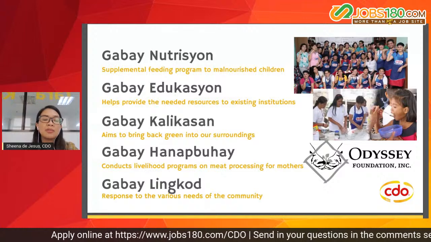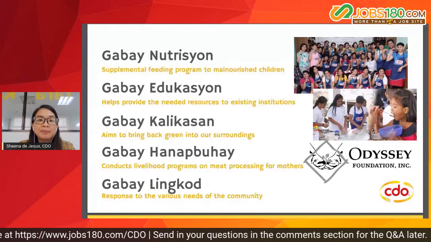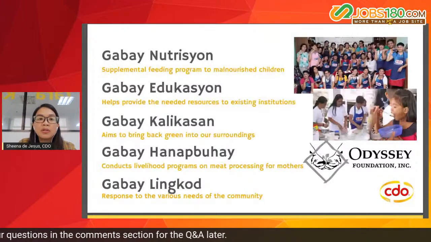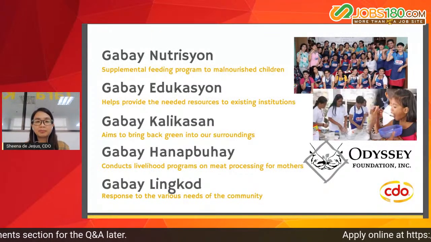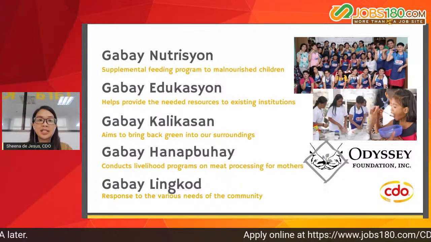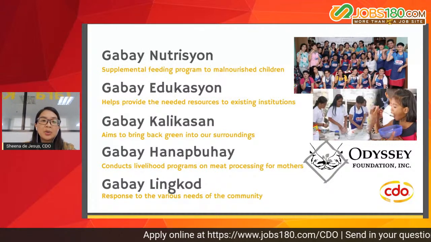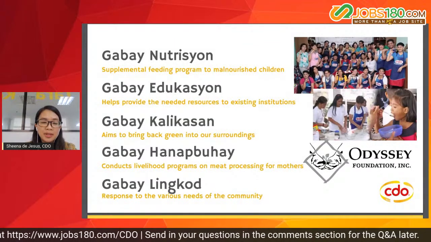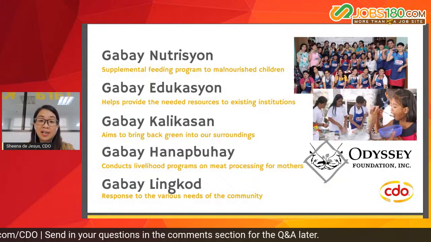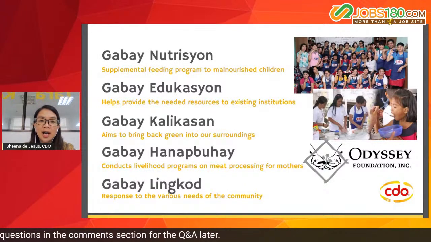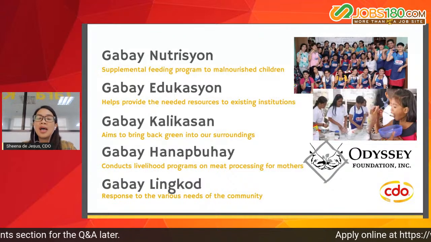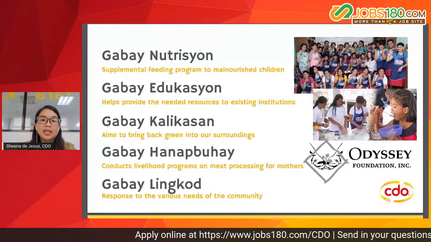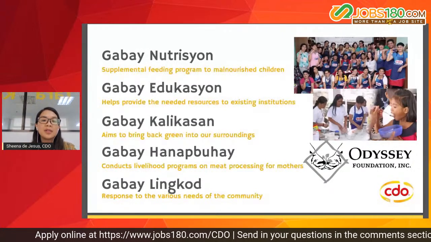So Gabay Nutrition, it's a supplemental feeding program for malnourished children. Of course, we are a food organization, that's why coming up with feeding programs is one of our major projects in Odyssey. Number 2, Gabay Education. It helps provide the needed resources to existing institutions. Number 3, Gabay Kalikasan. Our aim is to bring back green into our surroundings. So we have several tree planting activities. We also help our partner communities, especially in the areas where we operate, with cleanup drives.